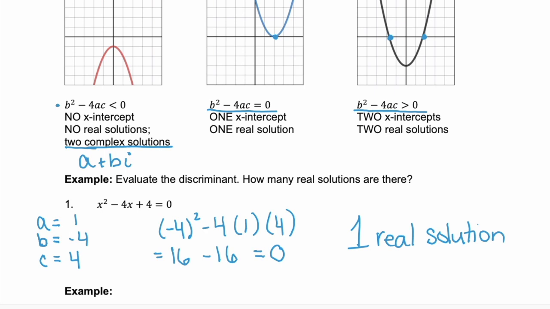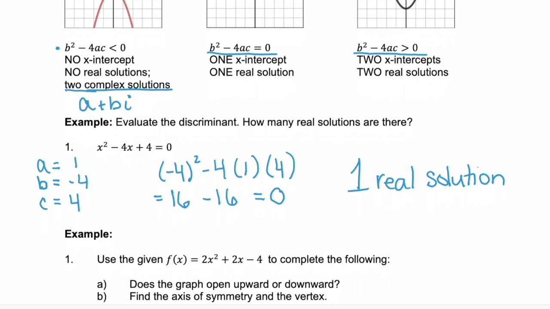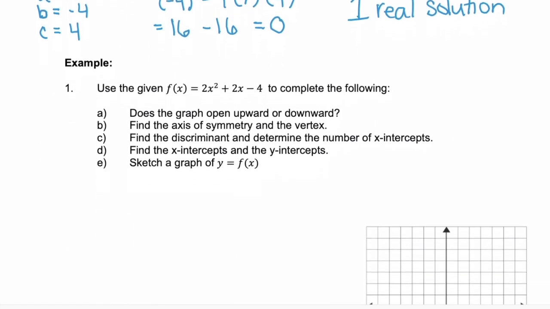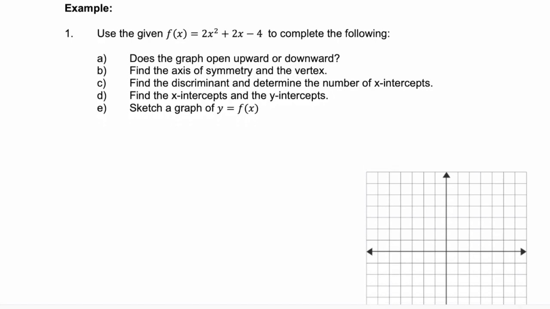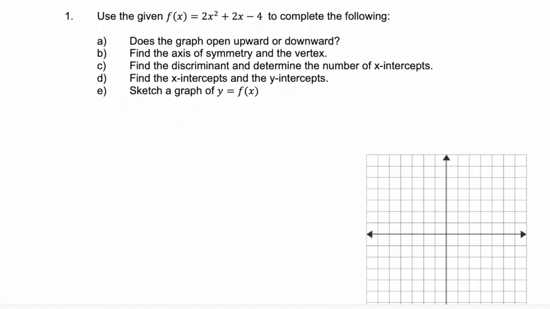Now let's look at a big doozy of an example. This example has 5 different parts, and it's really combining everything that we've learned about quadratics. So use the given function f of x equals 2x squared plus 2x minus 4 to complete the following. So let's just go piece by piece.